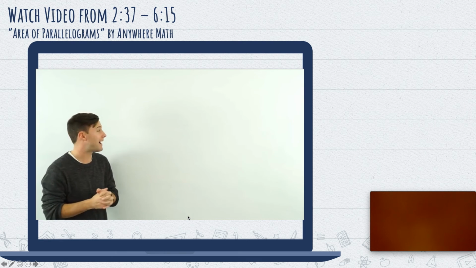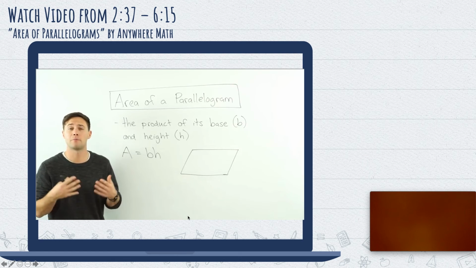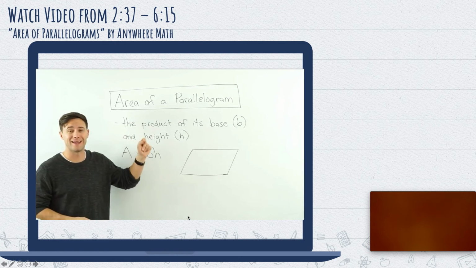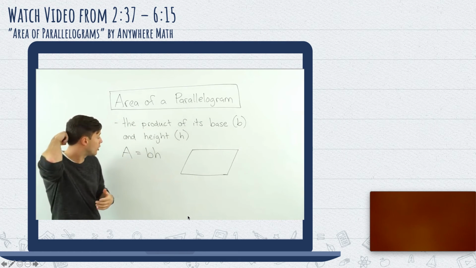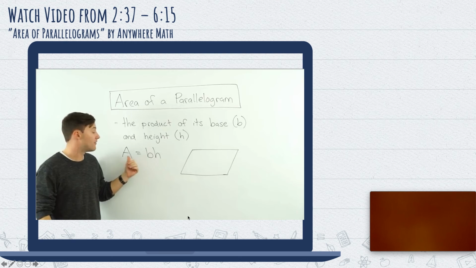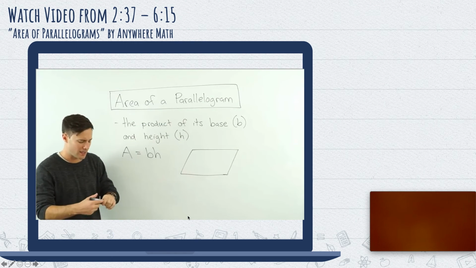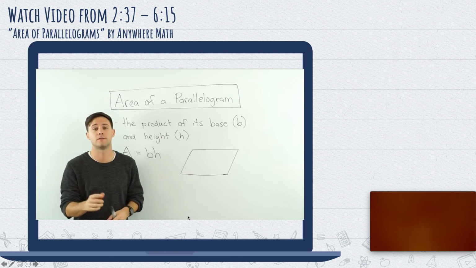So now let's talk about how to actually find the area of that. So here we go. The area of a parallelogram is just the product of its base and its height. And we know product means multiplication. So area of a parallelogram is equal to base times height. Now notice we don't use length and width. And there's a reason for that.